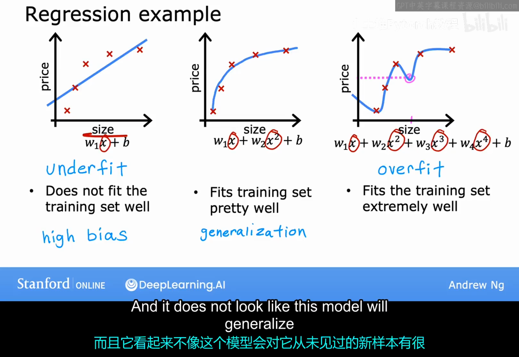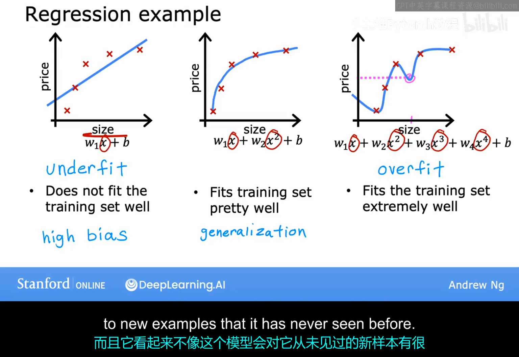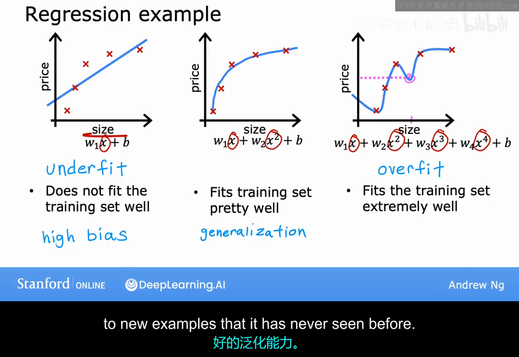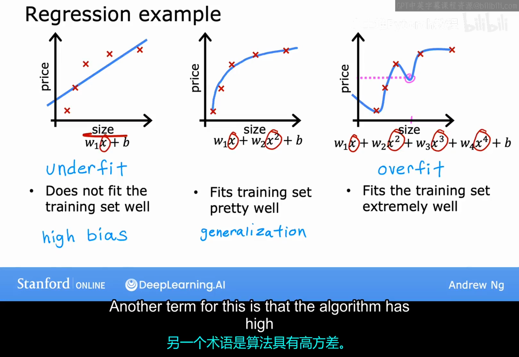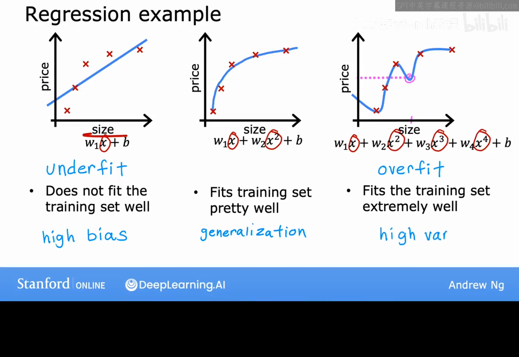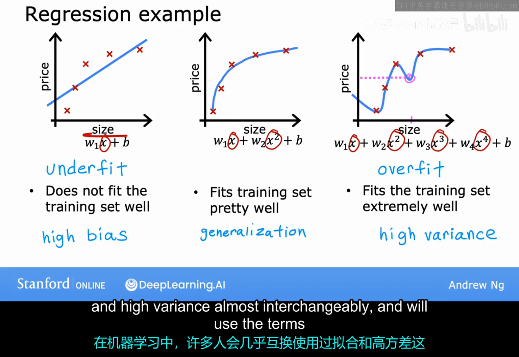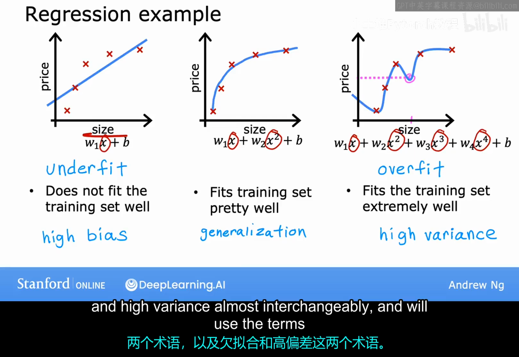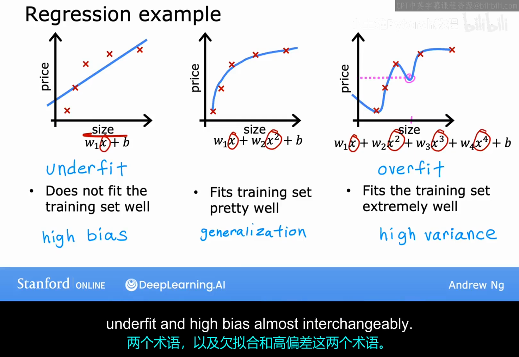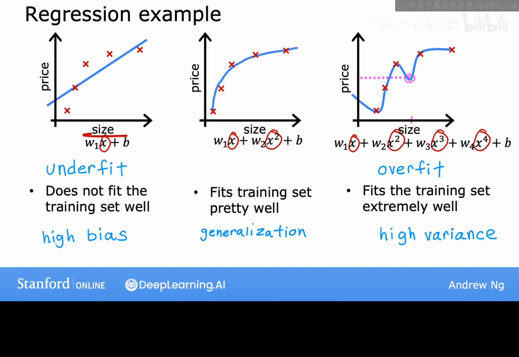And it does not look like this model will generalize to new examples it has never seen before. Another term for this is that the algorithm has high variance. In machine learning, many people will use the terms overfit and high variance almost interchangeably, and will use the terms underfit and high bias almost interchangeably.